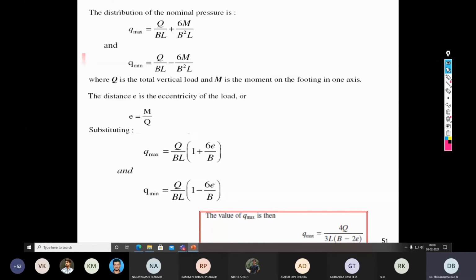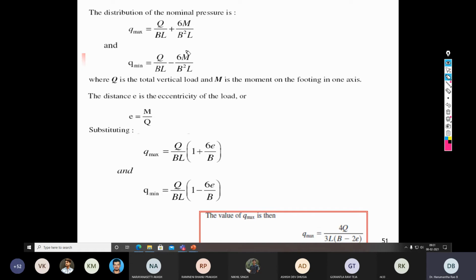Though we did discuss the possibility of development of the maximum and minimum bearing pressure, how do you calculate Q max and Q minimum? So these are the equations.